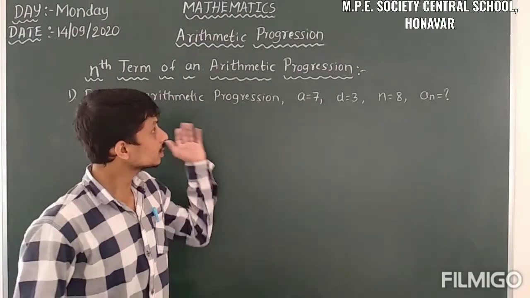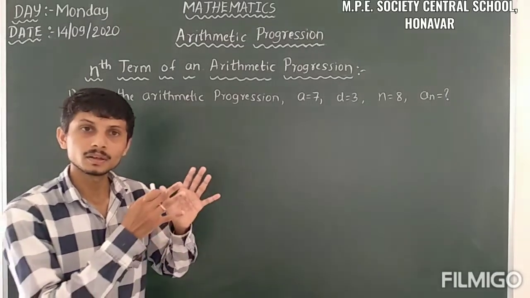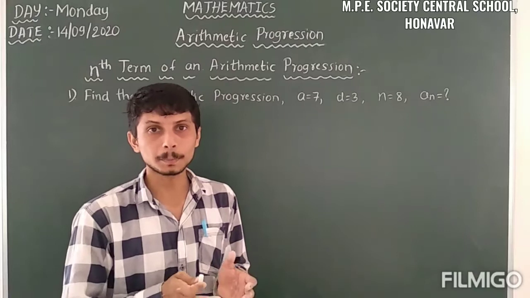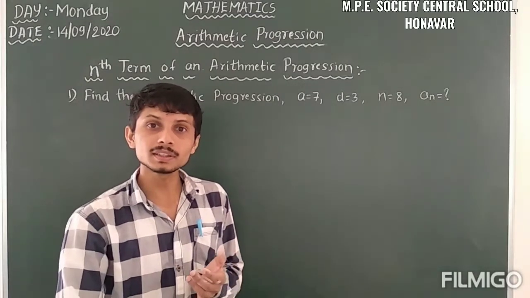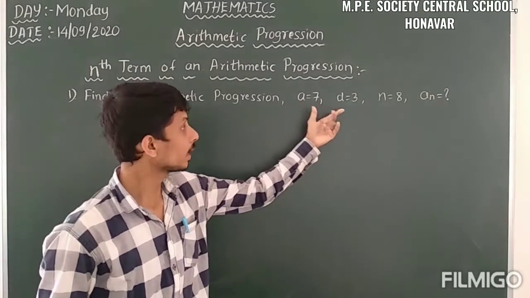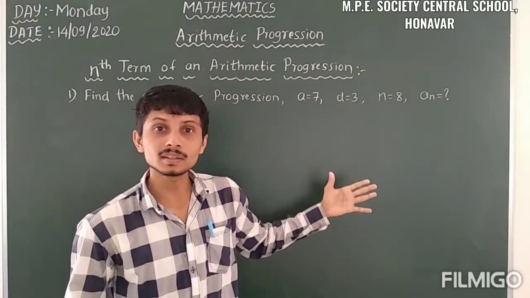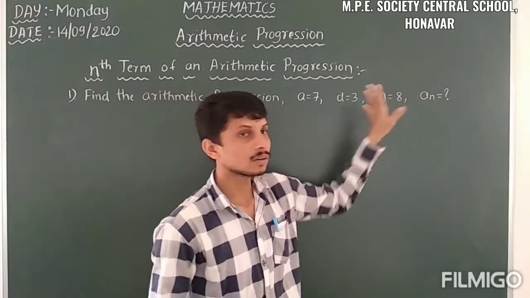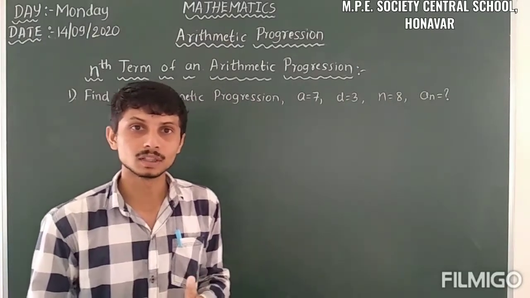So here, just observe, we have to find the arithmetic progression, but we didn't have any progression. That means we have to find the series. But what is given here? The first term is given, the common difference is given, and n is equal to 8. That means up to the 8th term we have to find the arithmetic progression. So here we have to find the nth term.